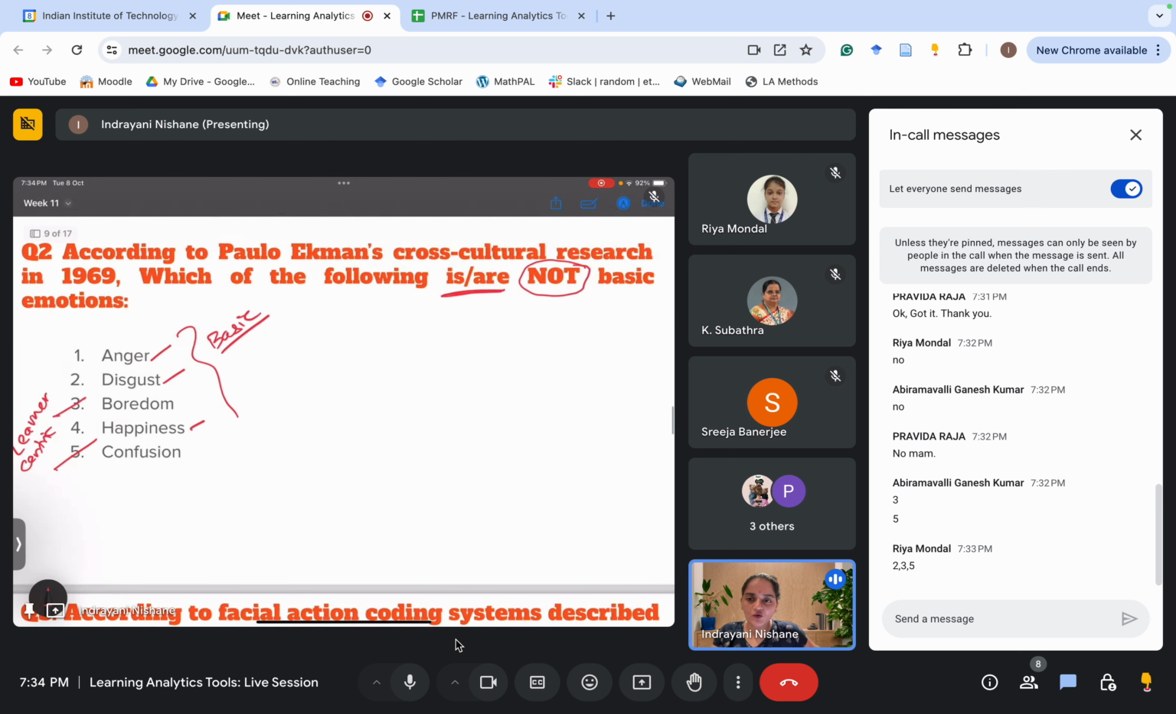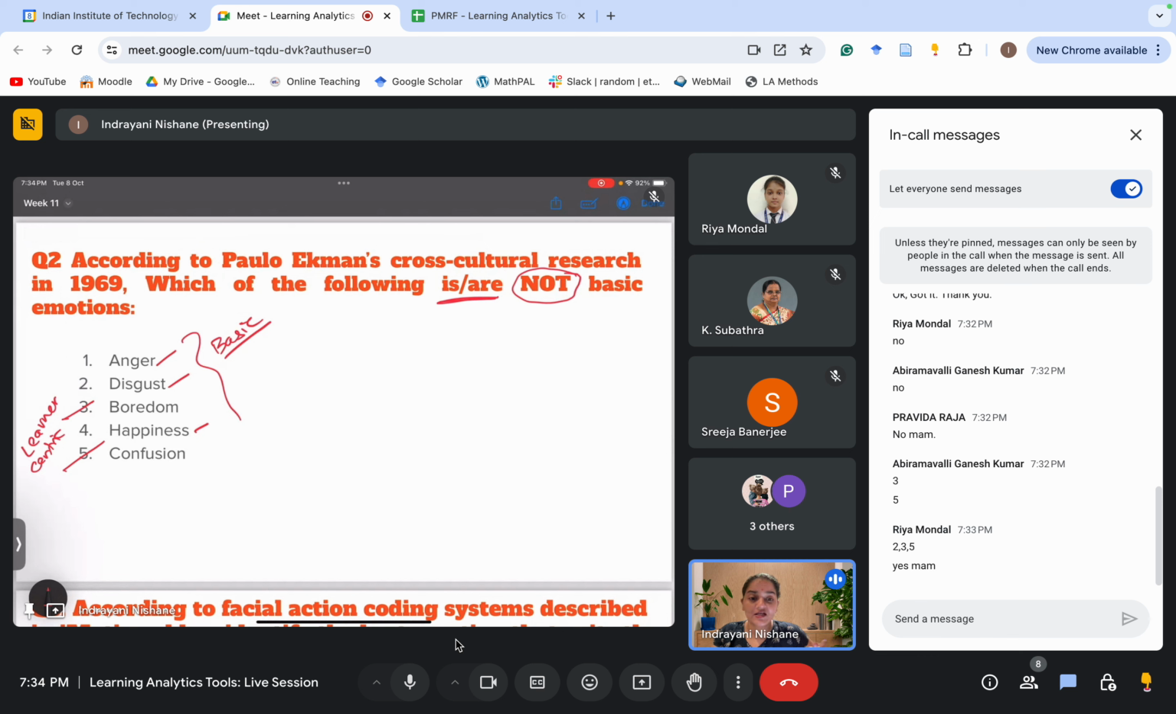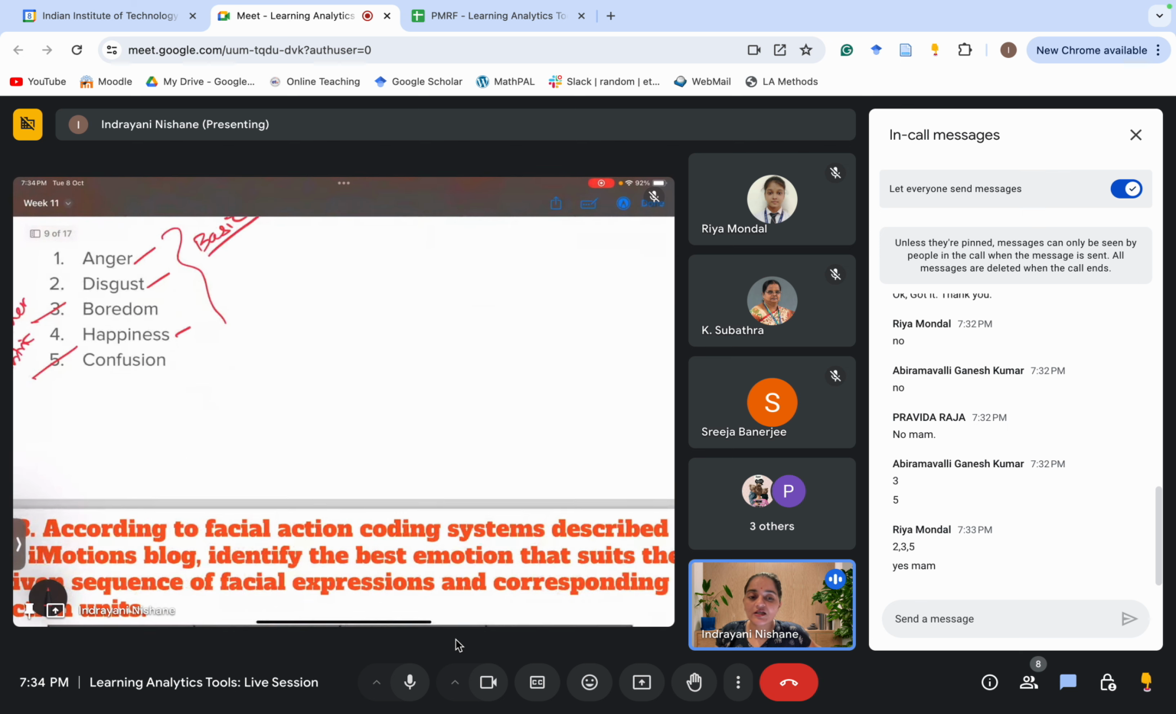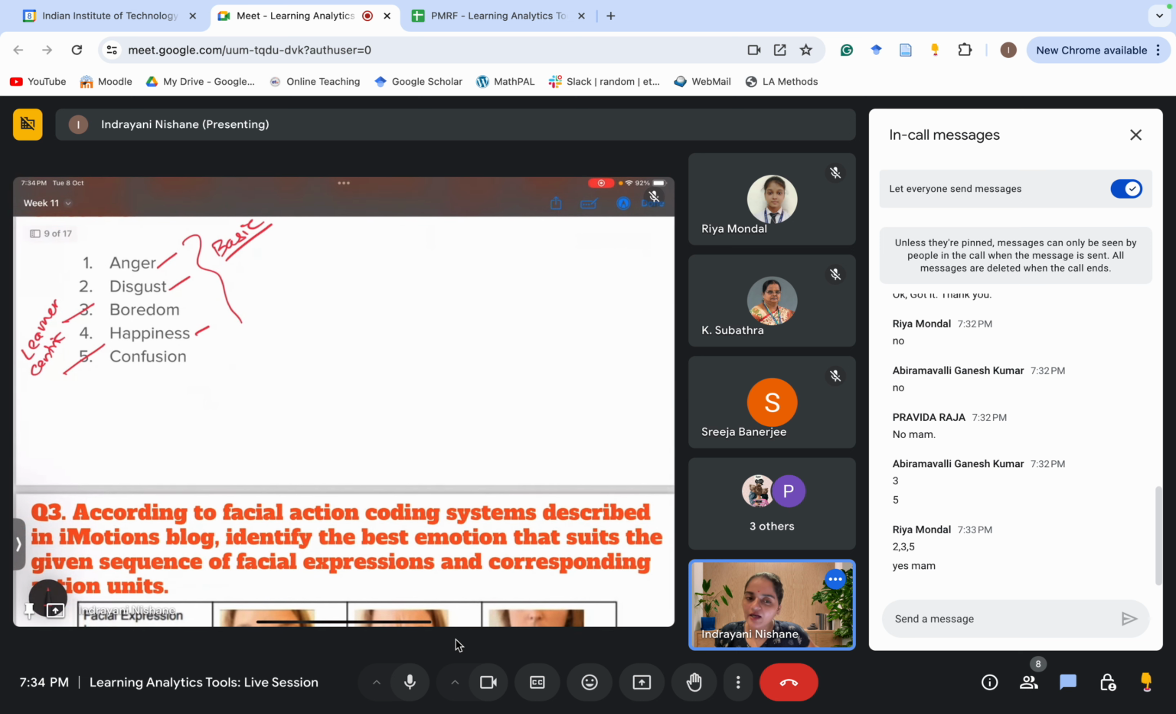So Ria, I hope it is clear. You have said 2, 3 and 5. So option 2 is disgust. We generally don't get disgusted when we are learning. Okay, think from that point of view. What are the emotions which we exhibit when we are learning? So we get bored and we get confused. But in our other social settings, we get angry, we get happy, and we get disgusted by certain things.